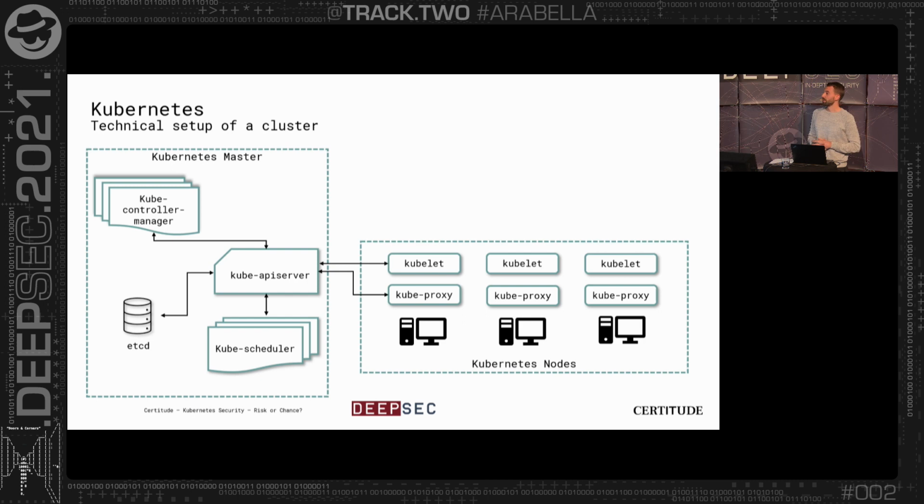On the right side, you see the nodes. It can be any number. It can be one or it can be a few hundred. They are controlled with the kubelet. The kubelet is the Kubernetes agent, and it makes sure that the node is part of the cluster and does what it should do. The kube proxy is a component that handles the networking. Kubernetes has its own overlay network to enable the communication between the pods, and that's what the kube proxy component does.